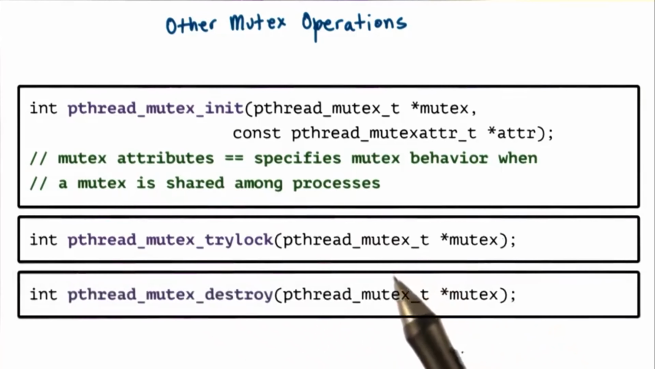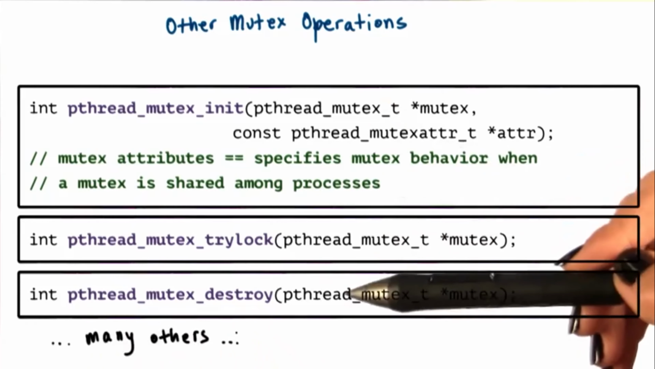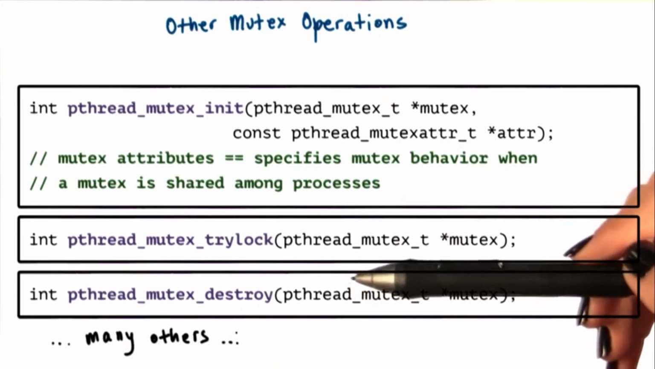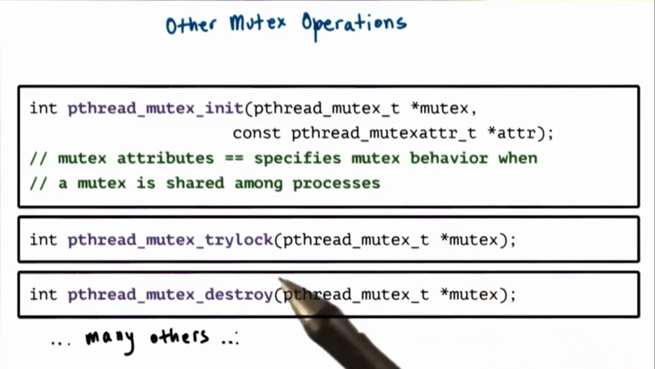Also, you should make sure that you free up any pthread-related data structures, and for mutexes, for instance, you have the mutex destroy operation. These are just some of the operations pthreads supports for mutexes. The ones we described here are enough to get you started with pthreads, and you can always refer to the pthreads documentation for information on the others.